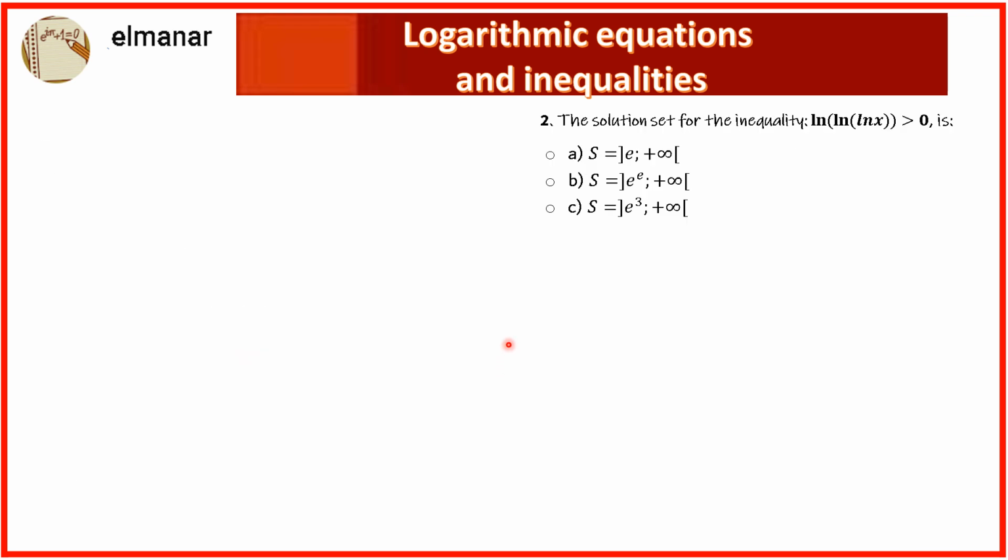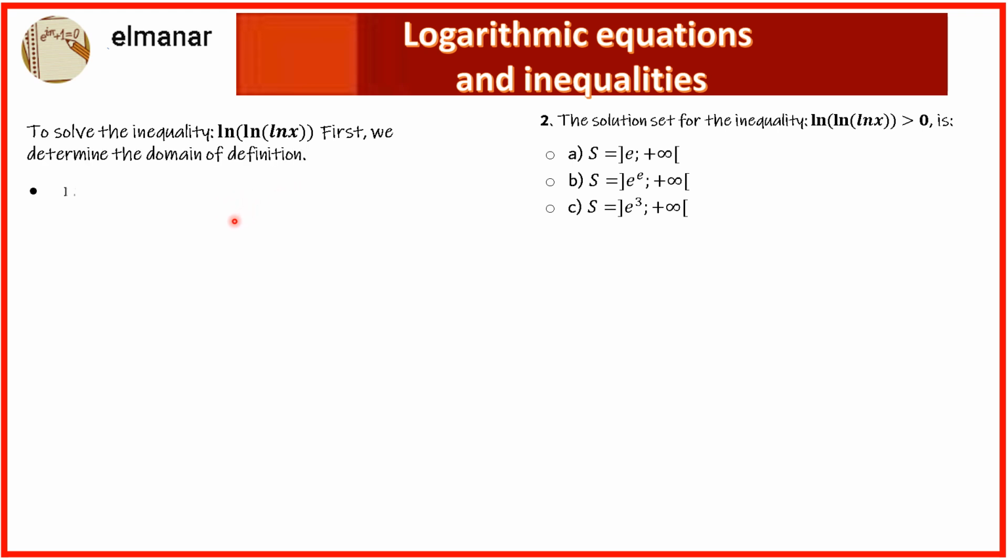To solve the inequality, the natural log of the natural log of the natural log of x is greater than 0. First, we determine the domain of definition. The value inside the logarithm must be positive. Working progressively, we find that x must be greater than e.